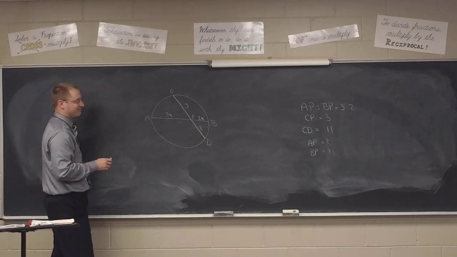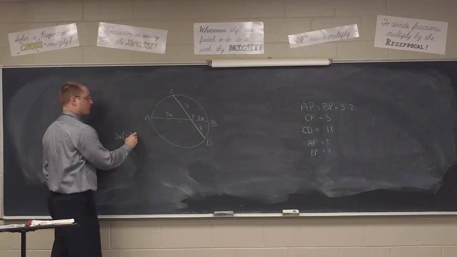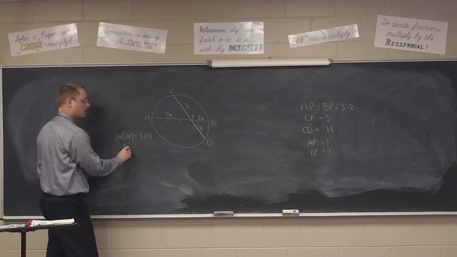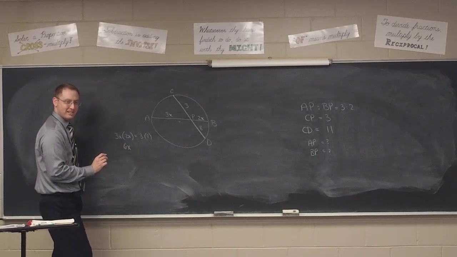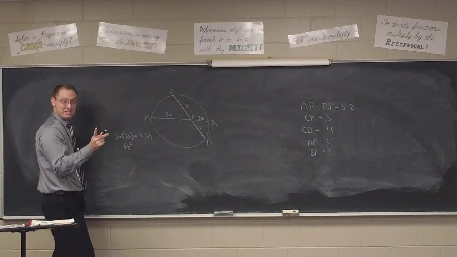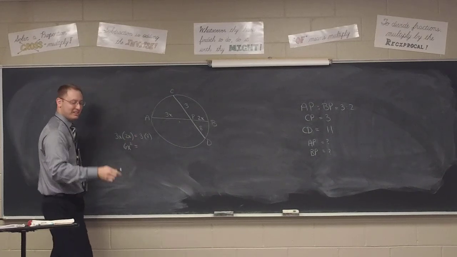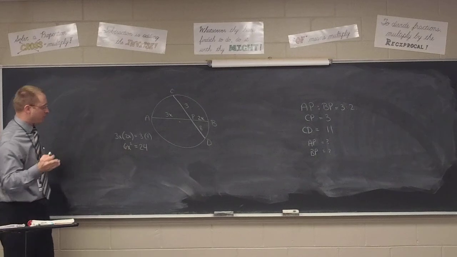5x. Ooh, careful. Product of segments, 3x times 2x equals 3 times 8. 6x equals. Ooh. That algebra, 6x squared. It's been a little while since you had to multiply x's, right? But 3x times 2x is 6x squared is equal to 24. Go ahead and solve it out here, Kendall.